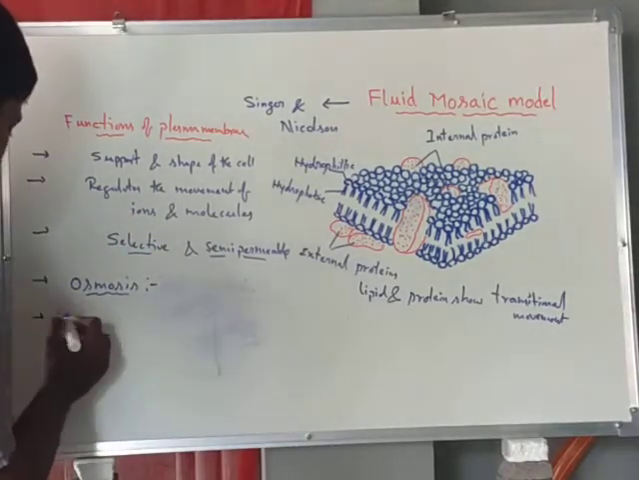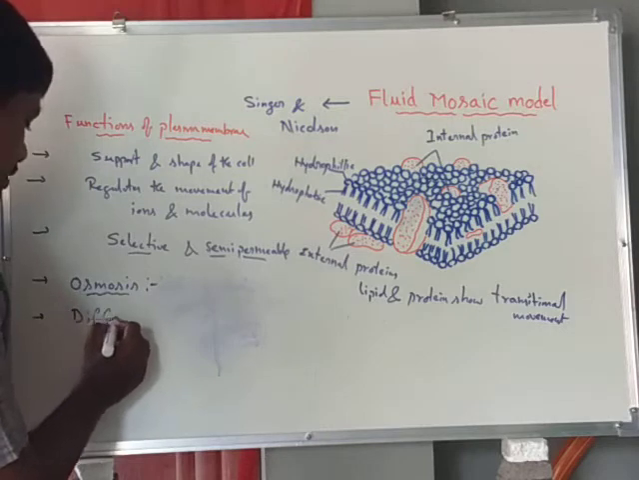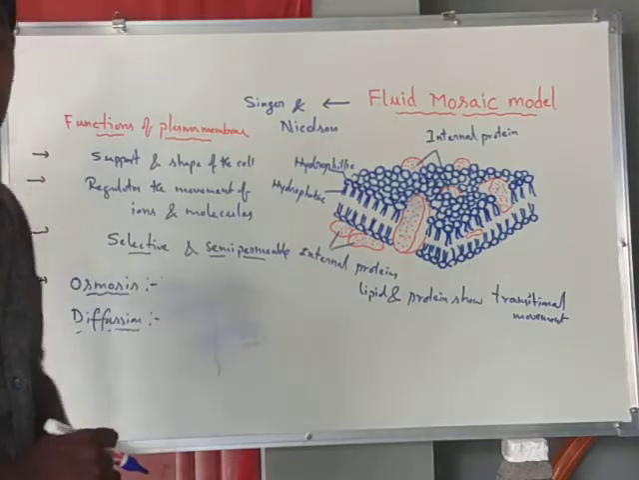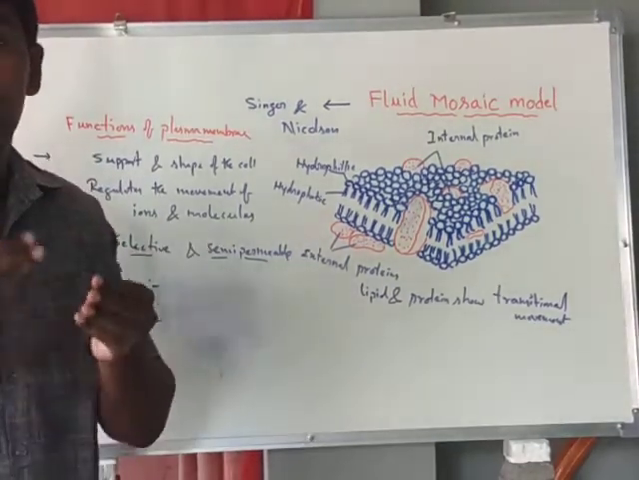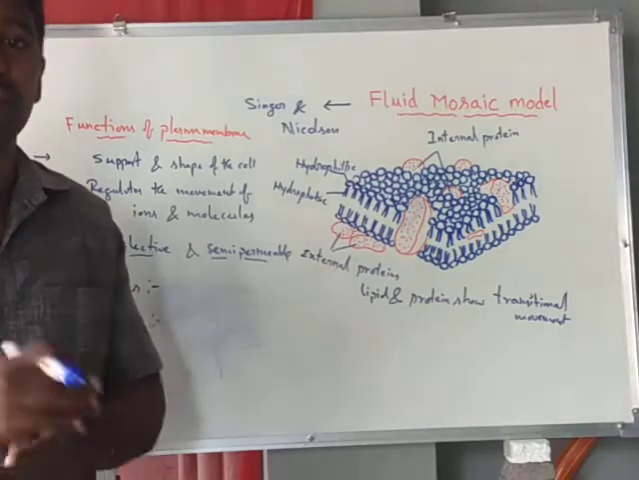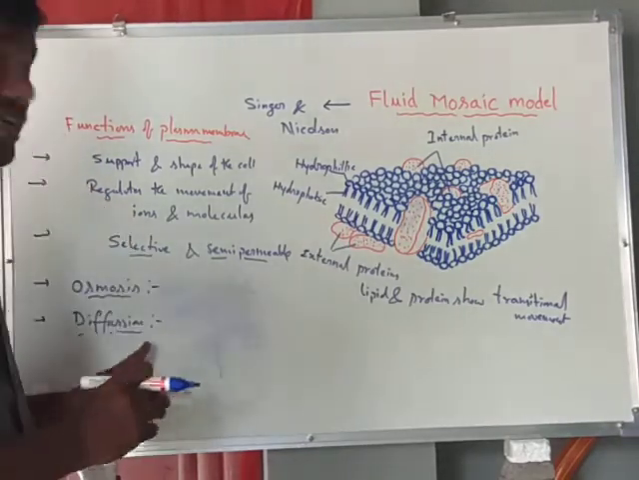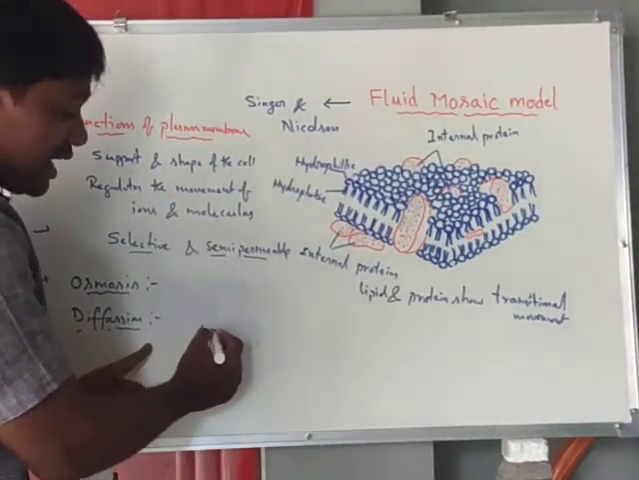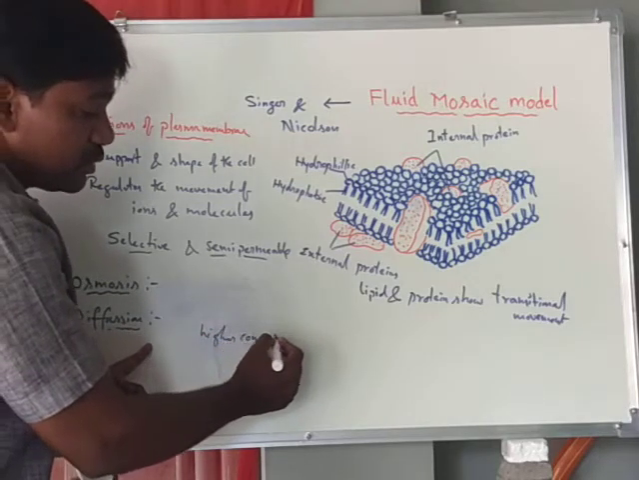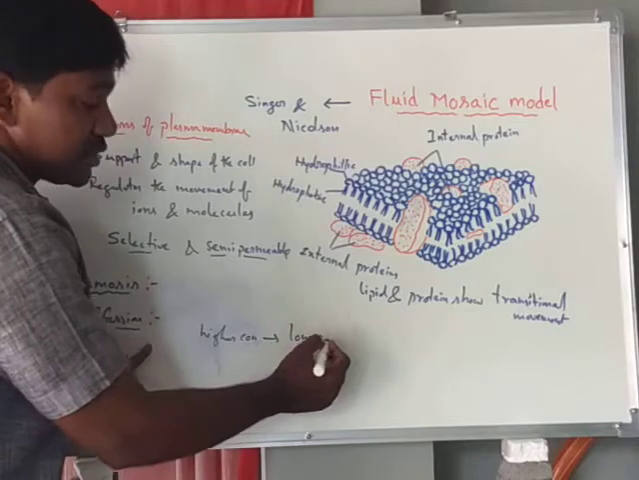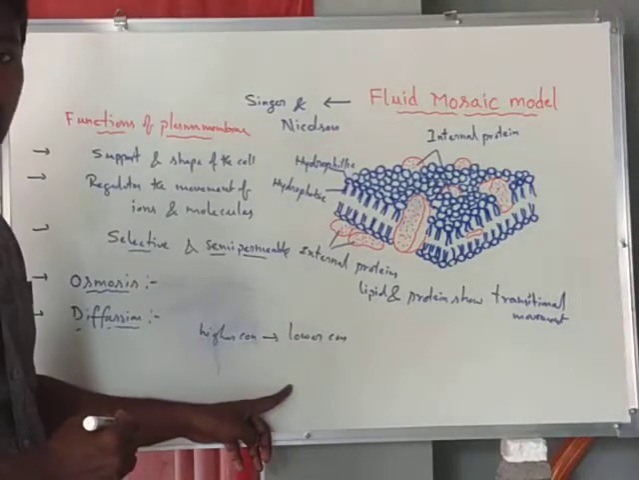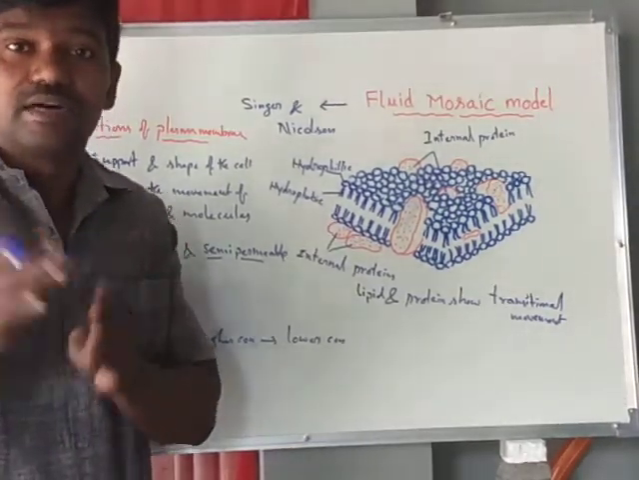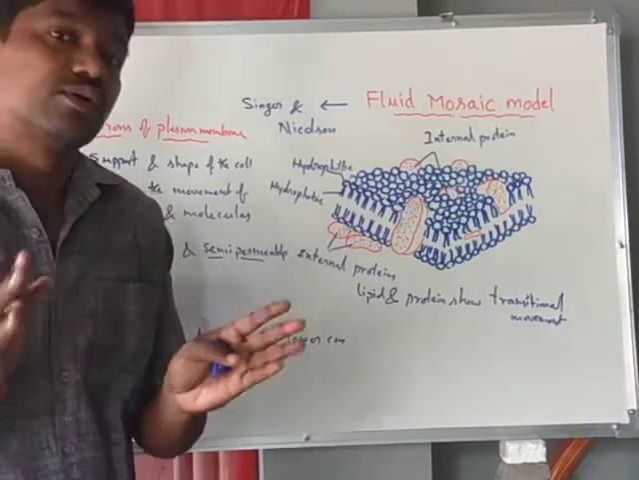Then another one is diffusion. So this is another method. Diffusion means the transport of ions and other molecules, gases, from higher concentration to lower concentration. The movement will continue until the concentration on both sides becomes equal.